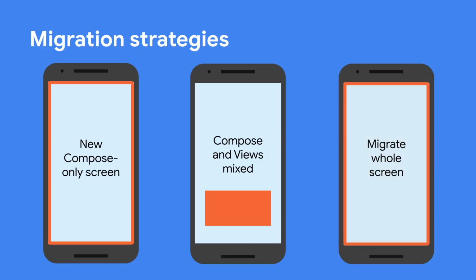Alternatively, migrate whole fragments or screens to Compose one at a time. This will also use the View system at the edges until the whole application uses Compose. Use the strategy which works best for your project. Next, we are going to see the different APIs you will use to enable using Compose in an existing app.